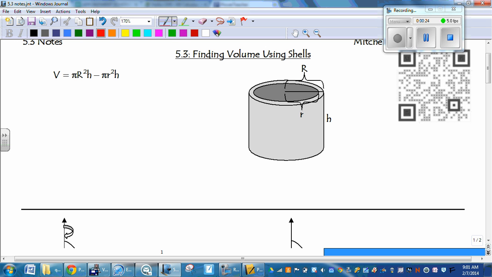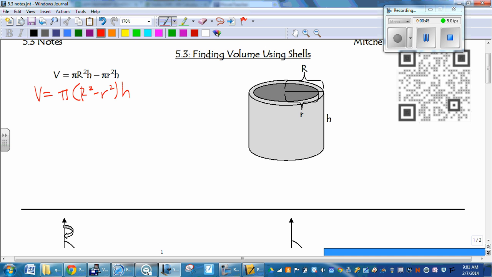And what we did for washers was we factored out the pi and the h. So we had pi times big R squared minus little r squared times h. And that's basically our formula that we use to find volume using washers. We take the definite integral of this from a to b. But we're going to transform that a little bit into a slightly different formula for shells.